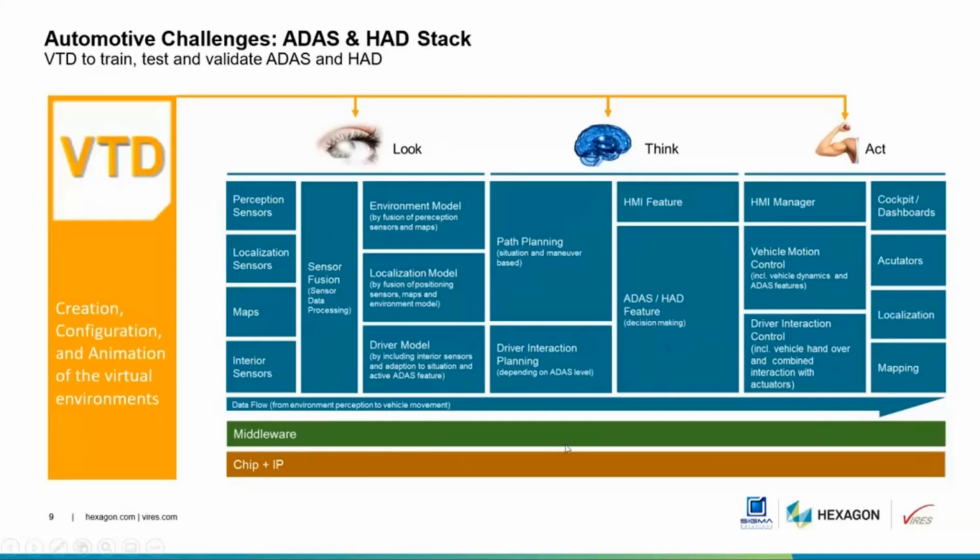Then the middleware, which communicates from one ECU to another ECU, or within an ECU between multi-core processors or the chip and IP. The customers will have their own IPs for the camera model or radar model. Now let's see how this can be simulated with a virtual simulation tool in real time.